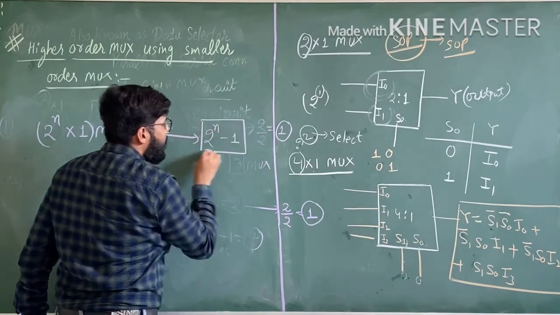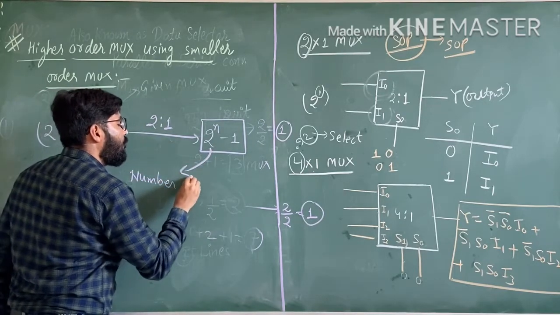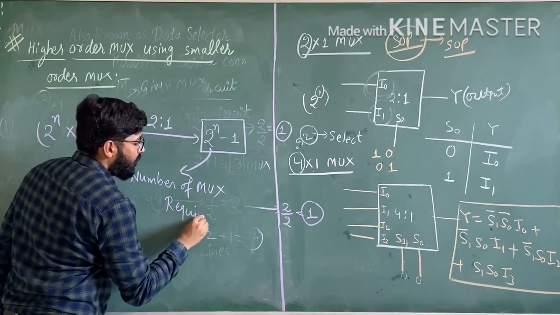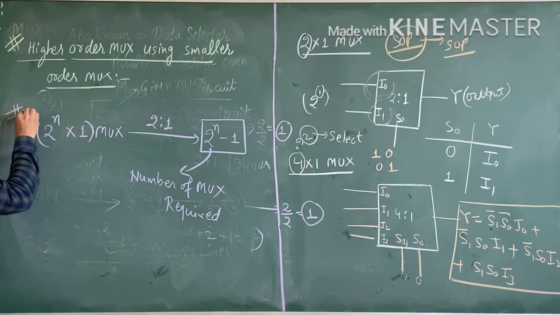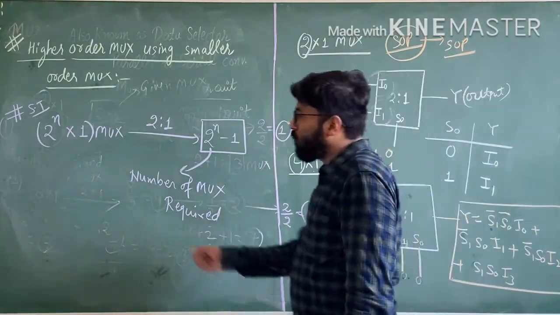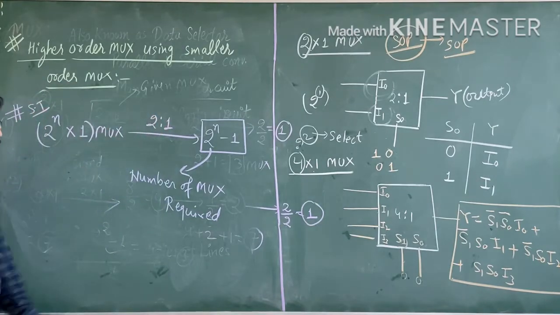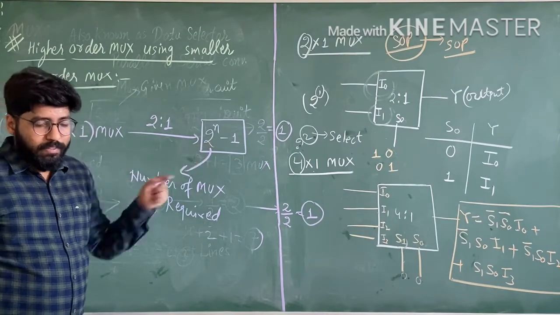This is the number of MUX required to design 2 raised to the power n cross 1. Okay, this is the short trick. You have to keep in your notes that if there is a 2 raised to the power n cross 1 MUX, and you have to design it with 2 cross 1, you have to keep in mind 2 raised to the power n minus 1. Okay, so this is clear.